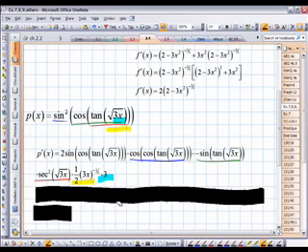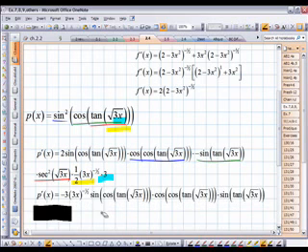And then if you want to rewrite it, usually we'd put the numbers in front, then the polynomial stuff, and then the trig. And so it could look something like this. Not that that's really a whole lot better.